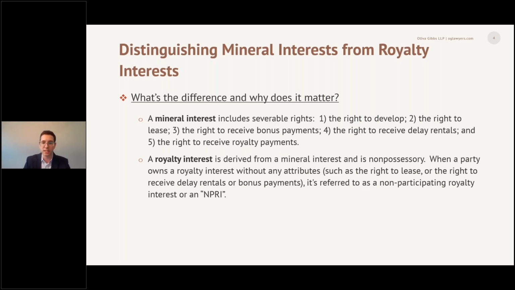A royalty interest is different. It's derived from a mineral interest, but it's non-possessory. Whenever somebody owns a royalty interest without any of the other attributes of ownership, it's referred to as a non-participating royalty interest or simply an NPRI. And the distinction here is very critical because it determines who has to join a lease, who's going to receive royalties, bonus, and delay rentals.